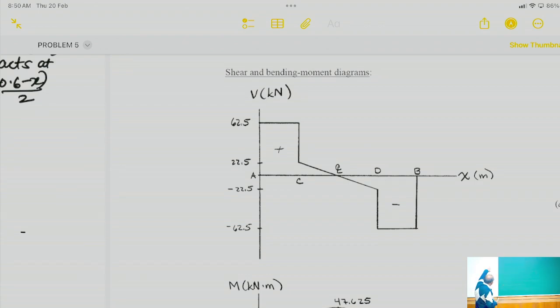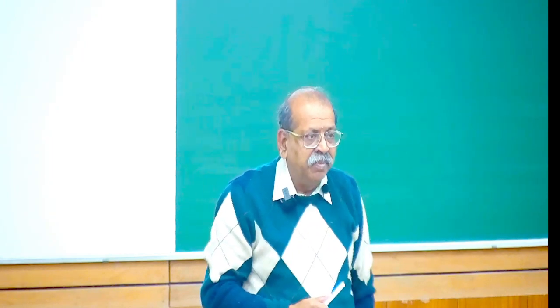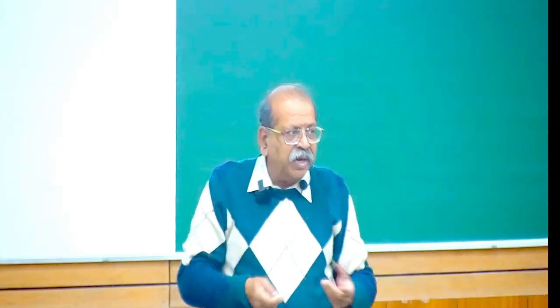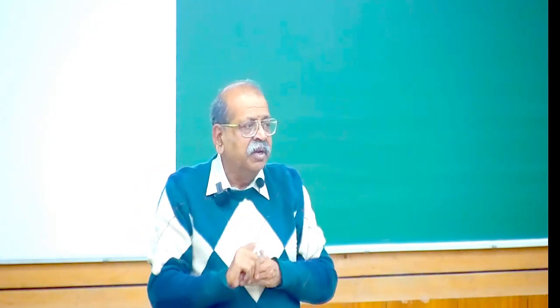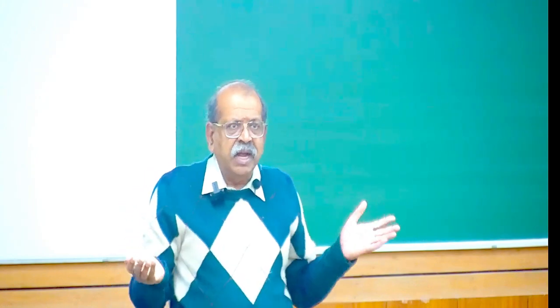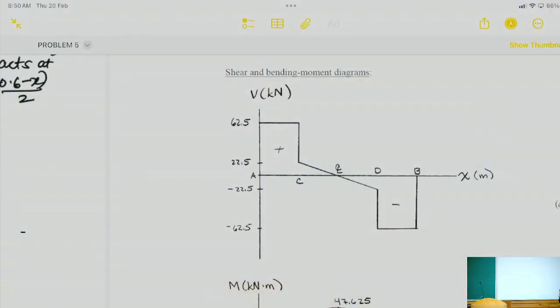And see, again, the reason why V is equal to 0 becomes important is because the bending moment will be maximum or minimum at this point where V is 0. So you calculate the maximum magnitude there, and that is what will be used for design. Is that clear? So this takes care of an example from chapter 5.